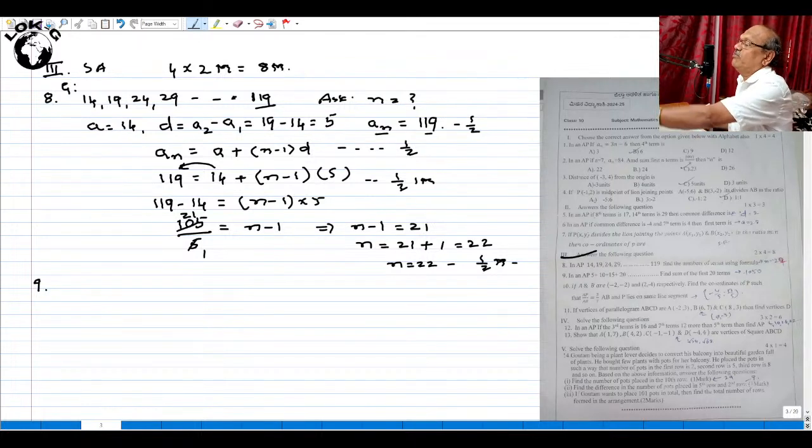You just have a rough idea how the marks will be allotted. That is the 8th question. Check your answer. Let us move on to the 9th question. It is also an AP only.